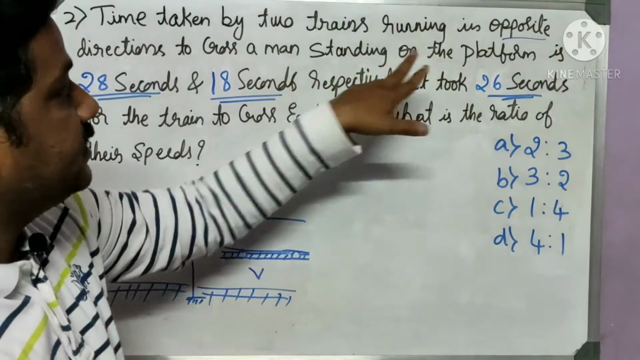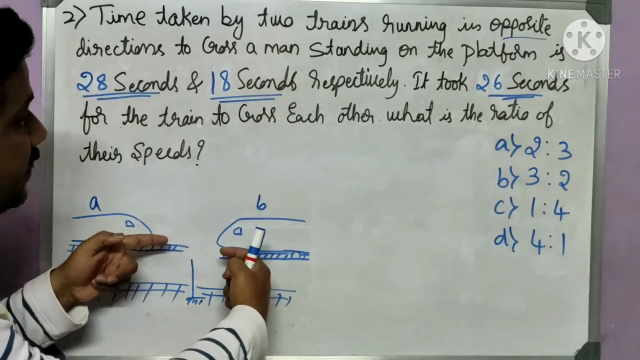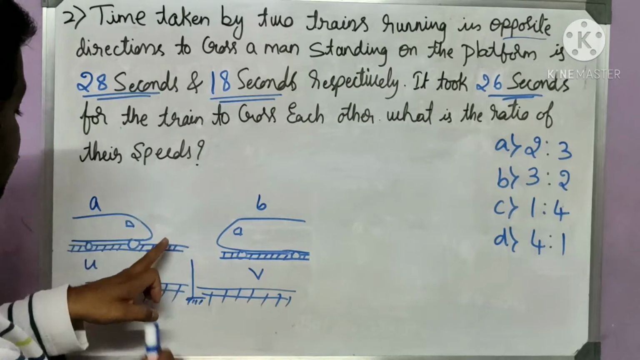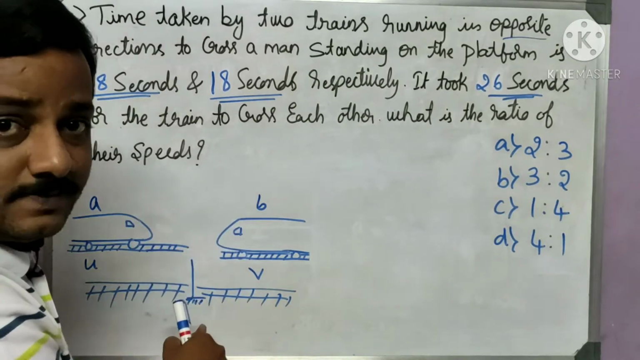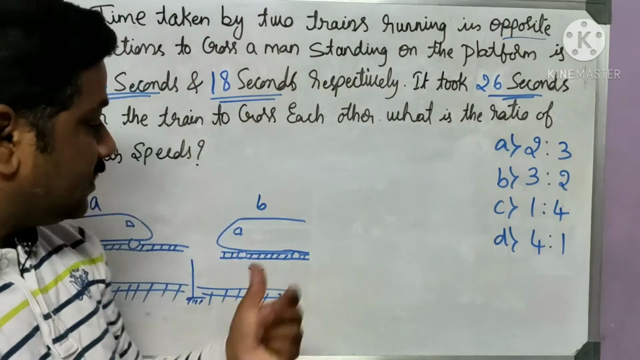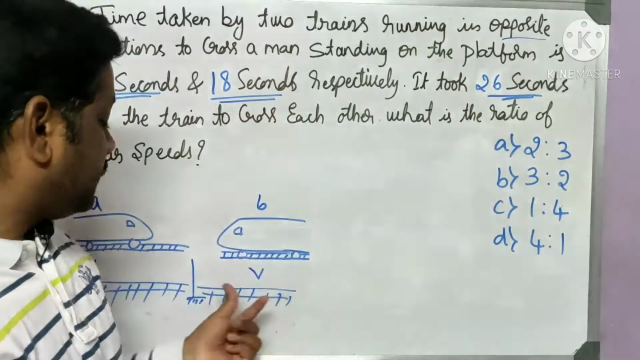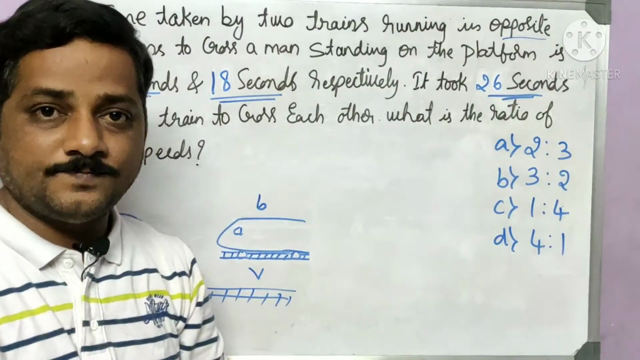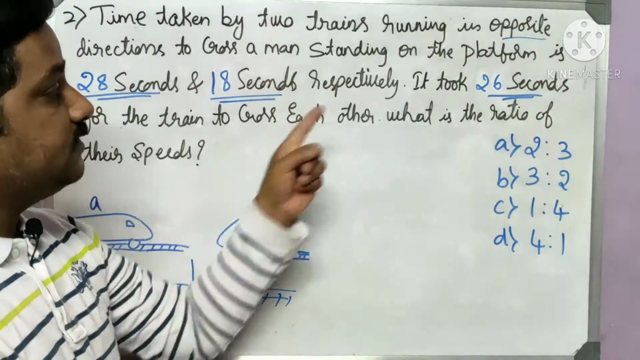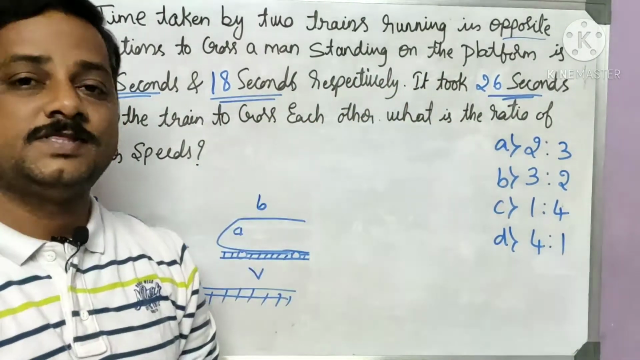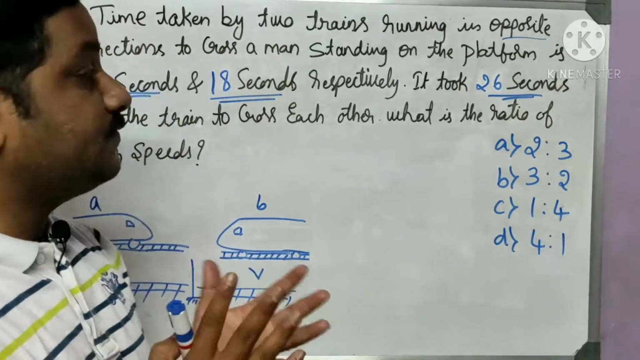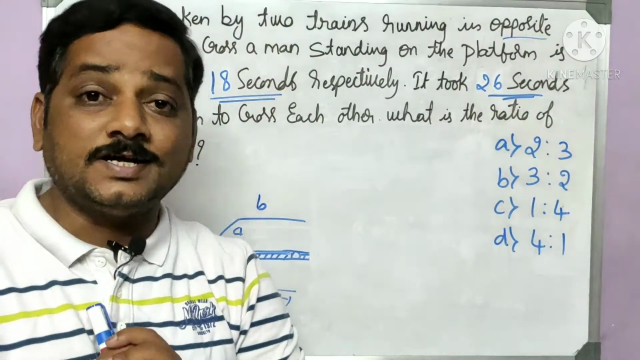So there are two trains running in opposite direction, I have drawn here, and a man standing on a platform. The first train is crossing this person in 28 seconds, and the other train is going to cross this person in 18 seconds. But they are asking you to find the speed ratio if they cross each other in 26 seconds. Here it's tricky, because which formula should I use? First you need to understand that.